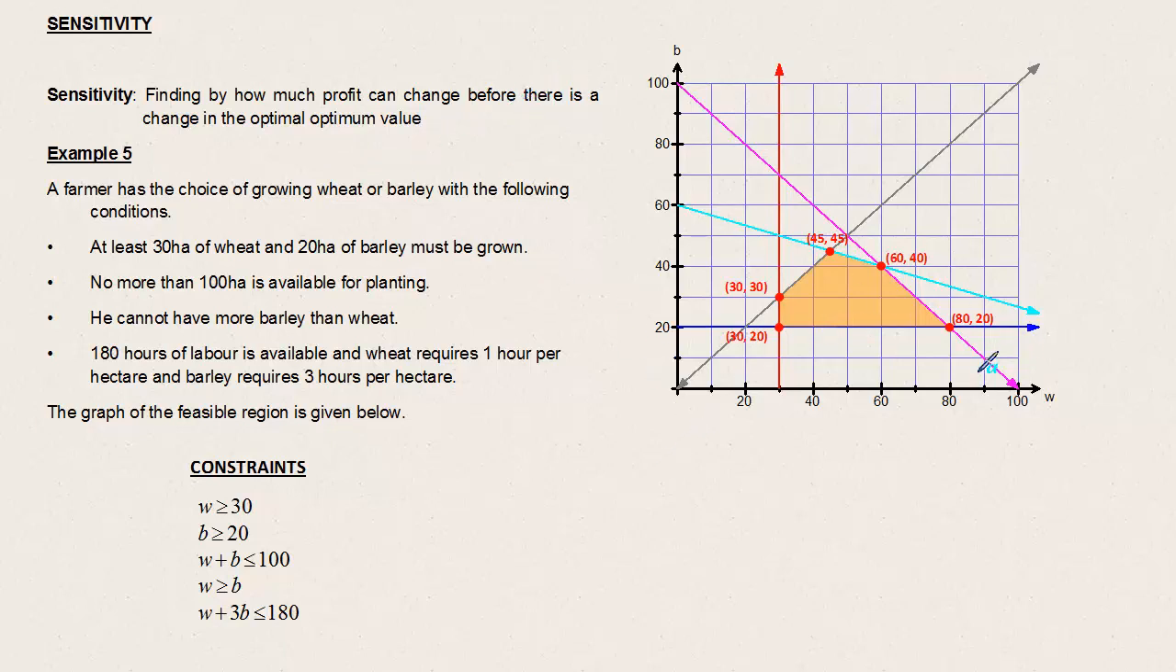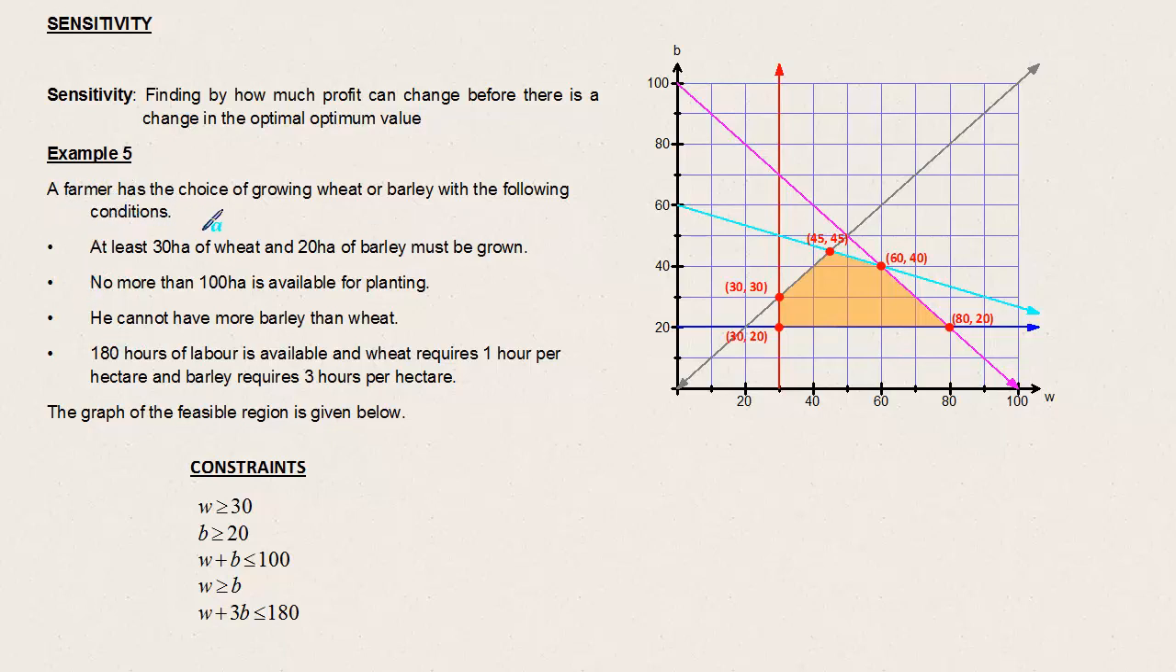In plain English, what that means is, let's suppose that we find that this one here is the best vertex for us, and this gives us the production levels. If there's a change in one or both of the commodities, it may be that there's a switch to another vertex, and sensitivity is all about finding when this occurs. So we're going to look at this with example 5.